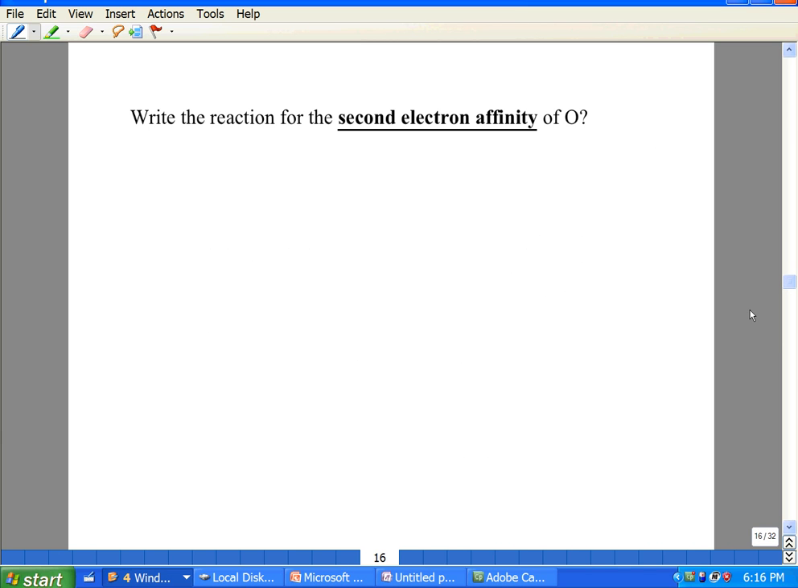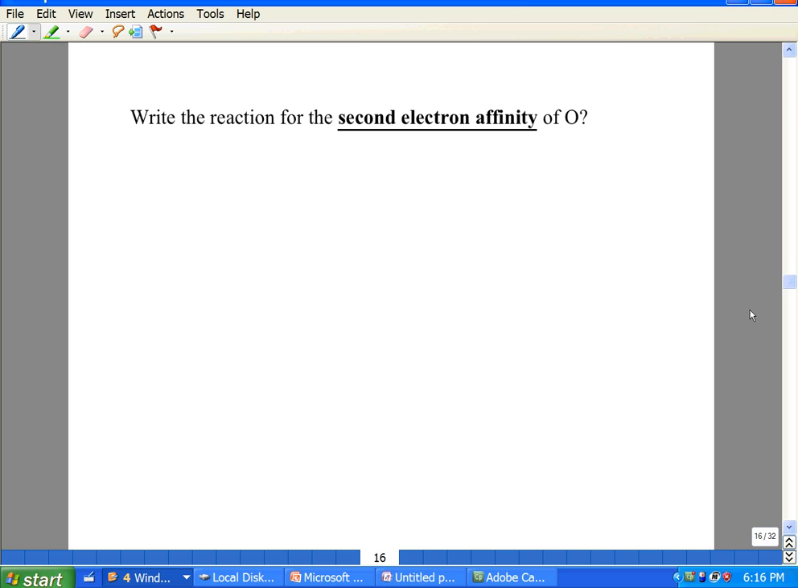Write the reaction for the second electron affinity of oxygen. So ionization is the removal of an electron, and electron affinity is just the opposite of that. It is the acquisition or the addition of an electron.